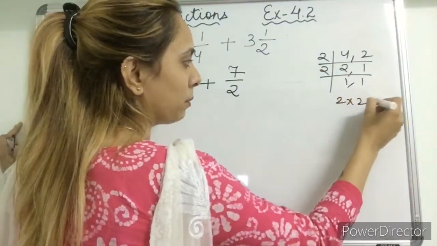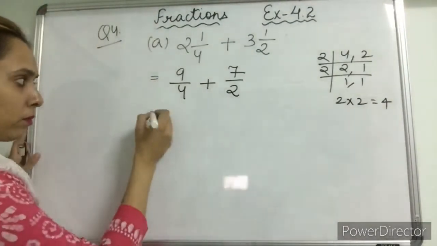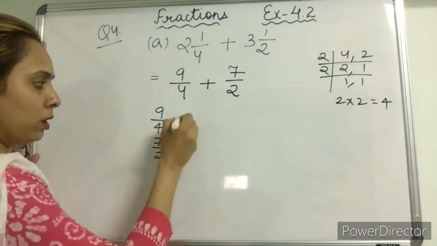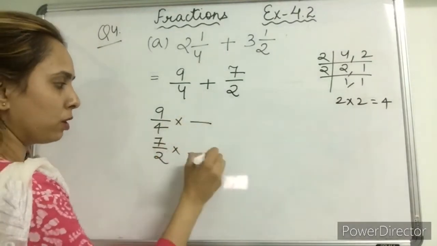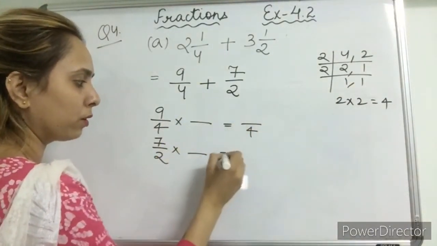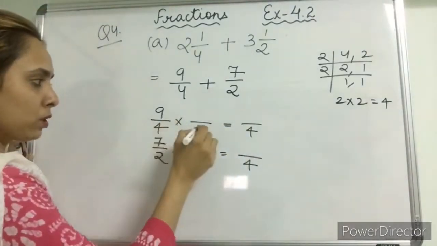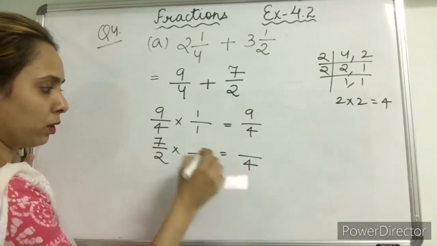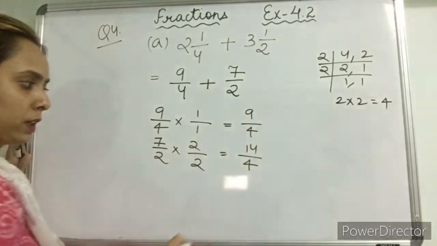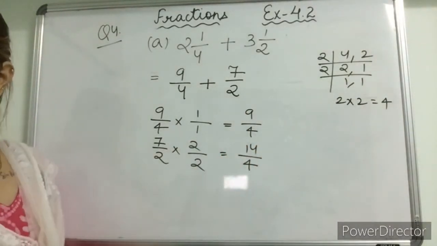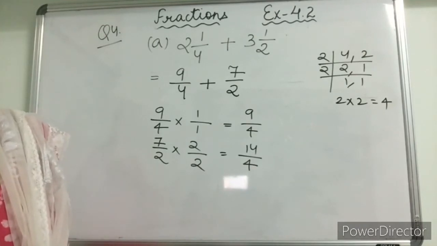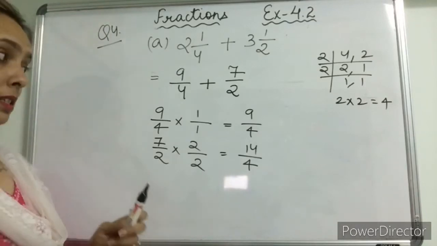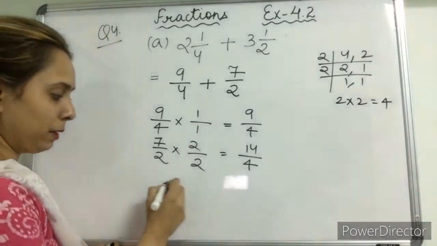So here the LCM is 4. Same procedure: 9 upon 4, 7 upon 2, multiply, fractional bar upon 4, fractional bar upon 4. So 4 1s are 4, 9; 2 2s are 4, 2, 14. Till here I think we don't have any problem. And now what will we do? The answer, we will add both these numbers.